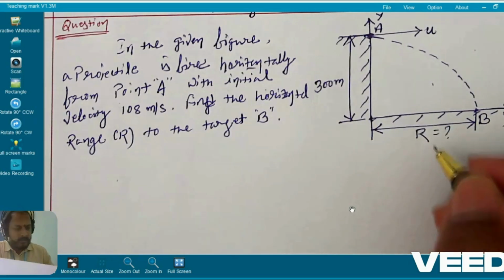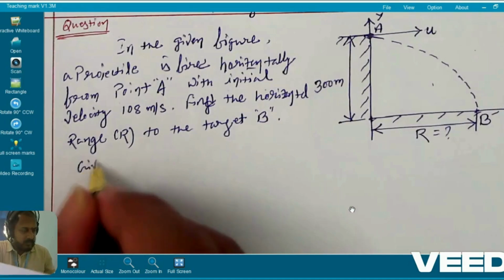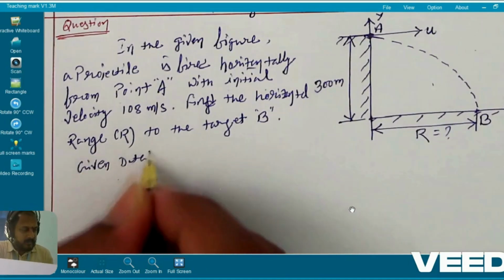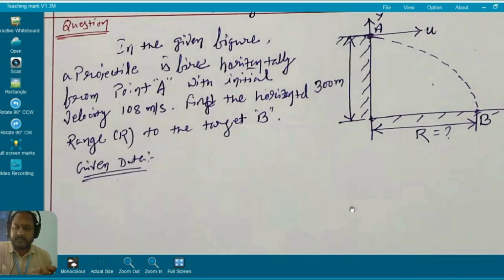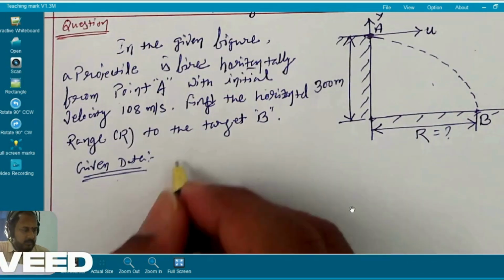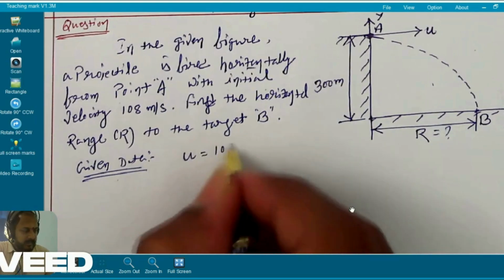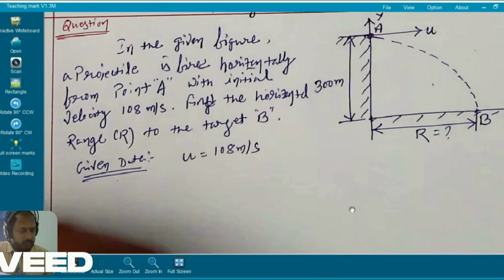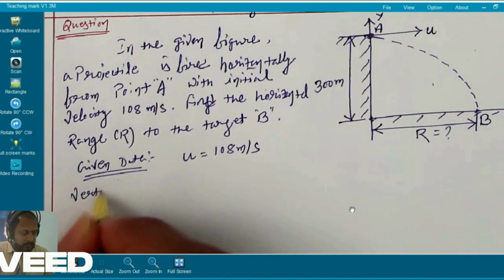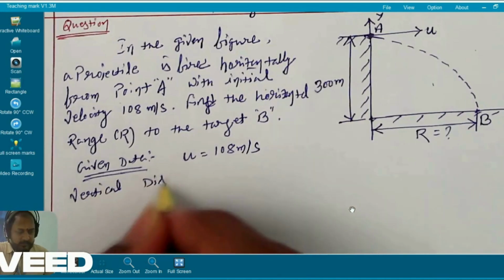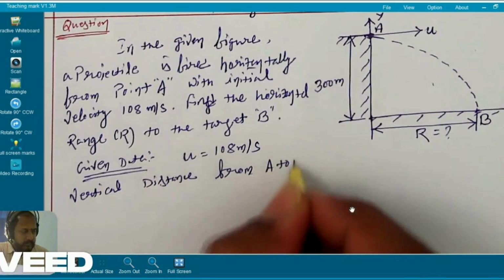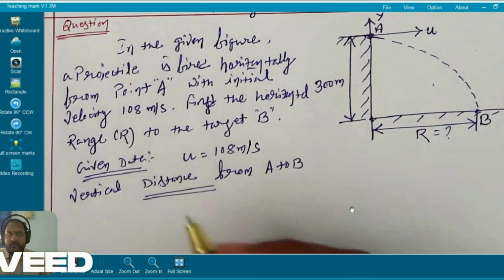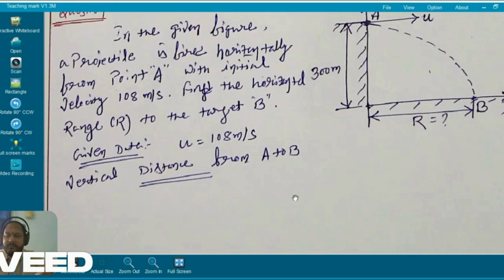This is the question. So here in this particular question, from the diagram you can see, and from the data that is given and what actually you have to find out, there are two parts of the question here. So the given data is the velocity is given as 108 meter per second. So there are two cases here. The first case is the vertical distance from A to B. Okay. So first of all, you have to find out what is the vertical distance from A to B.